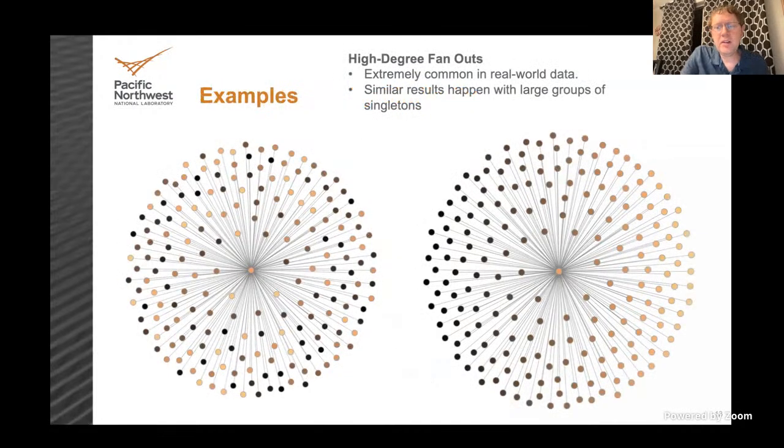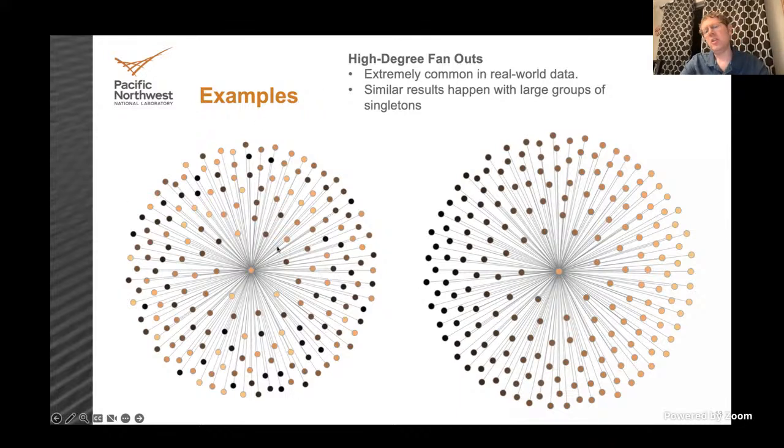Next, I just want to give some examples of what this looks like for certain types of structural equivalence groups you might see in real-world graphs. For our first example, this is a pattern we see a lot in our data, which is the high degree fan out. We have a single node attached to many, many different nodes, and you get this kind of dandelion effect.